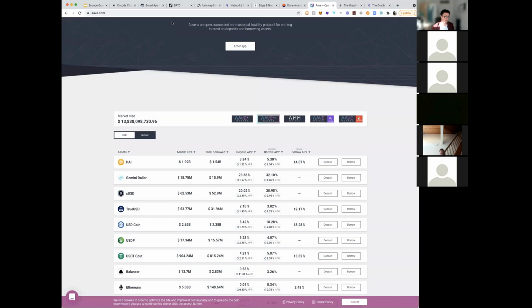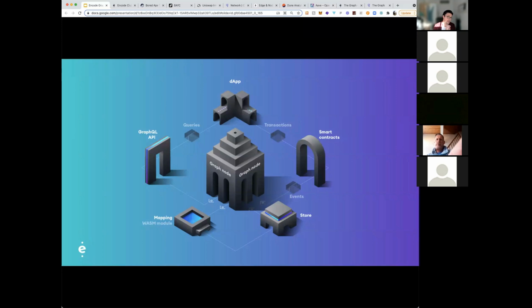So Aave would also use The Graph. You've already asked that question, and I will answer it in a moment. It's not free. Cool. So just to finalize on that, Chainlink is an oracle, bringing real world data into smart contracts. The Graph is trying to take blockchain data and put it into dApps and smart contracts.